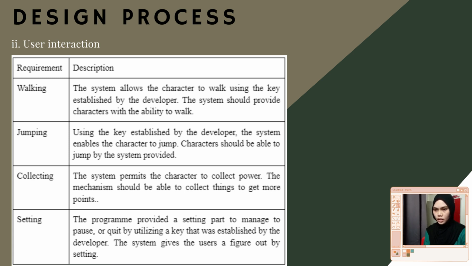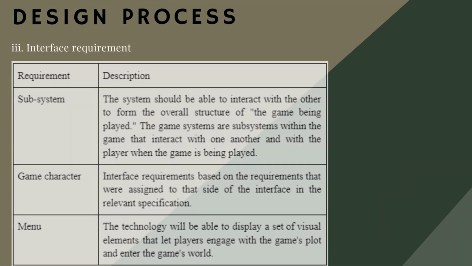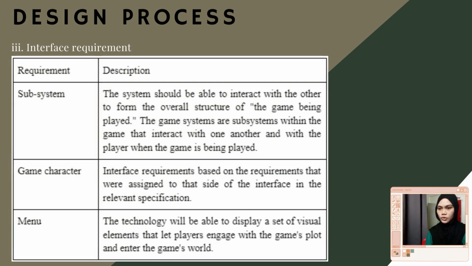Setting. The program provides a setting path to manage to pause or quit by utilizing a key that was established by the developer. The system gives the users a figure out by setting. Subsystem. The system should be able to interact with the others to form the overall structure of the game being played. The game systems are subsystems within the game that interact with one another and with the player when the game is being played. Game character.